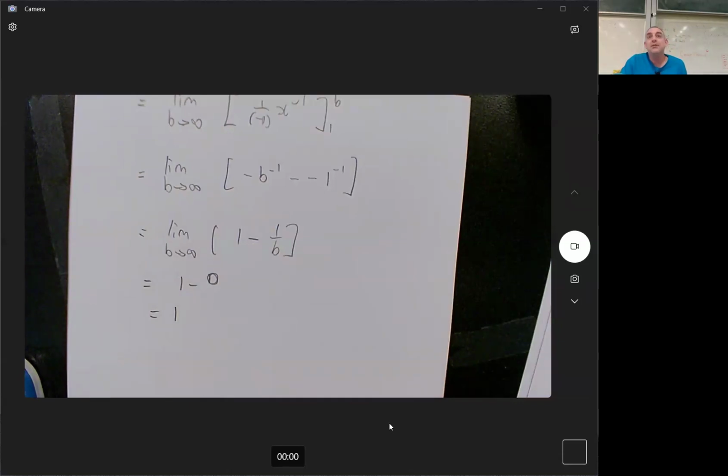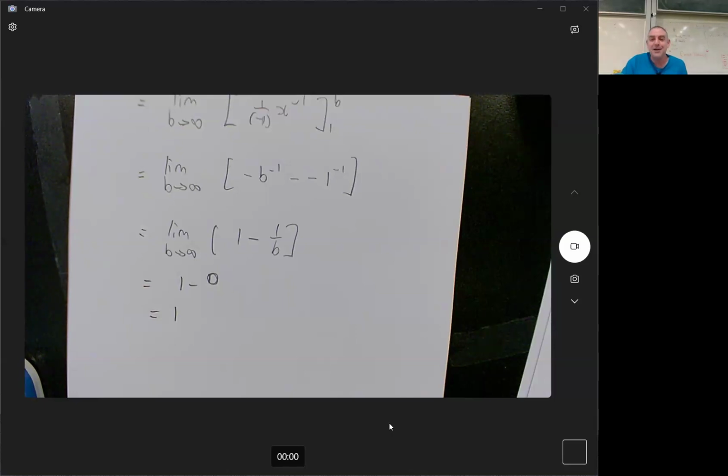I warn you, please never write 1 over infinity. It's not a real thing. Well, infinity isn't a number. And so you're officially not allowed to divide by it. Some mathematicians think it's okay, but some of them are a bit funny about it, and you never know which one's going to be your marker.